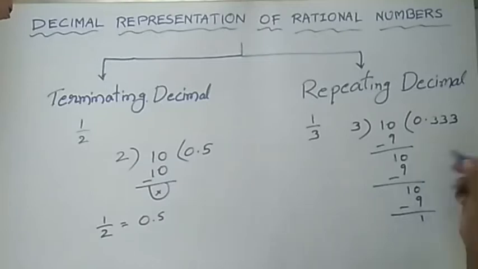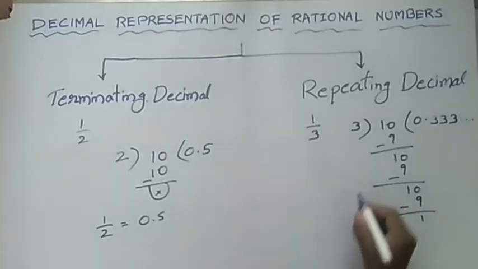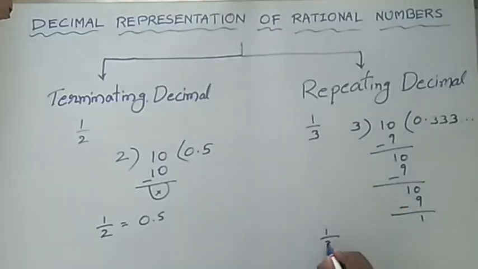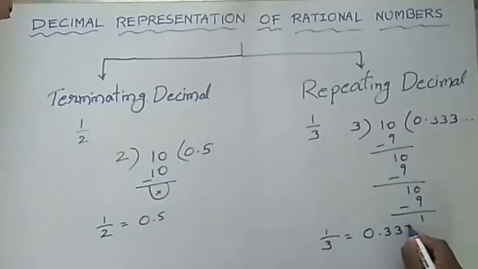I think you can observe here very clearly. 10 minus 9 is a 1. Once again 10 minus 9 is a 1. Means the 1 is coming continuously. And here in the quotient 0.333 it continues. So 1 by 3 equals 0.333.